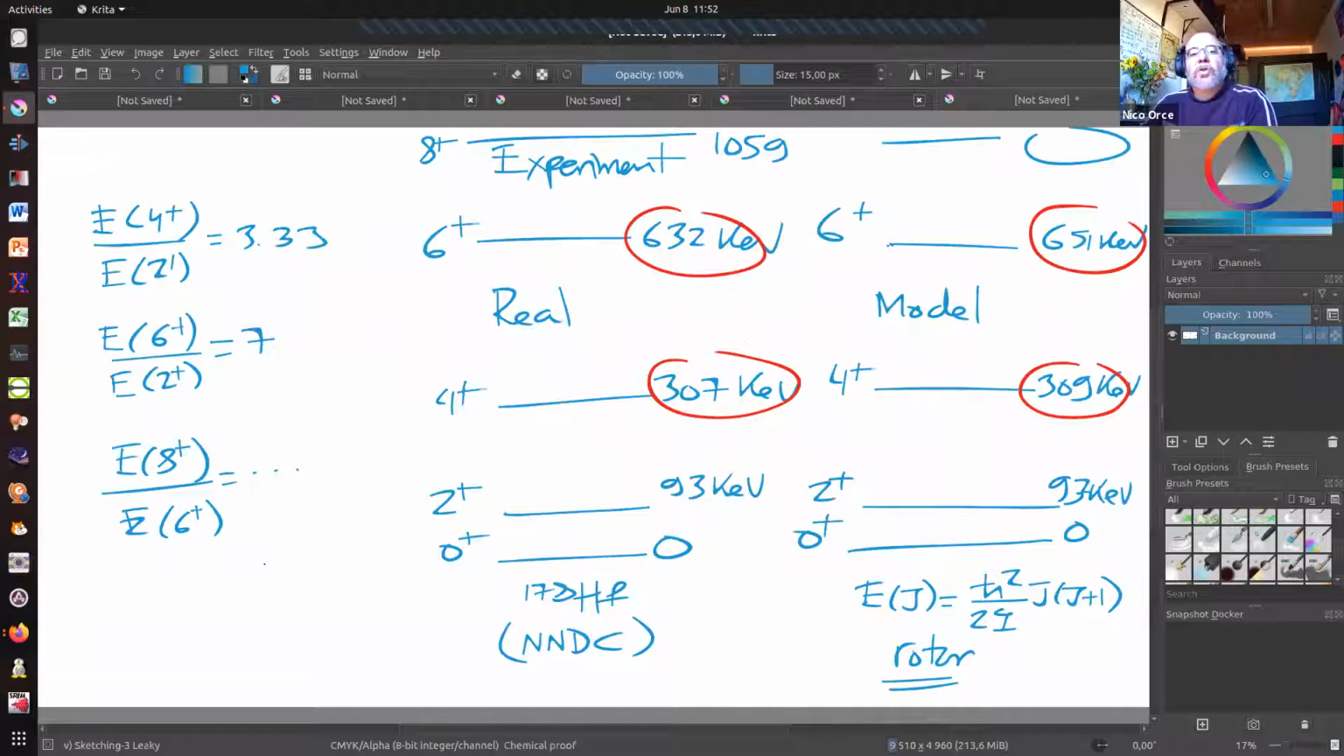So one of the things to keep in mind about the moment of inertia for the rigid rotor is that it's not really the moment of inertia that we find experimentally. It's about 2 times the moment of inertia that we find experimentally.